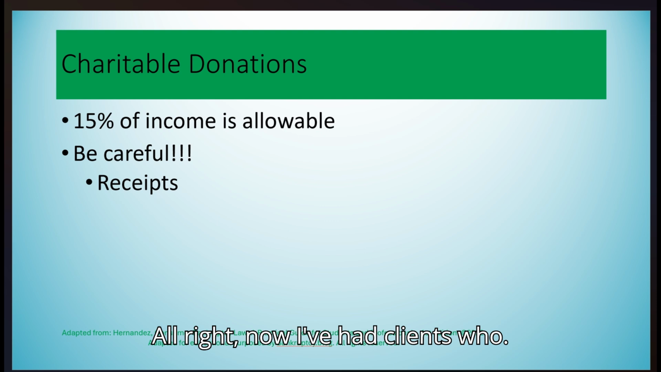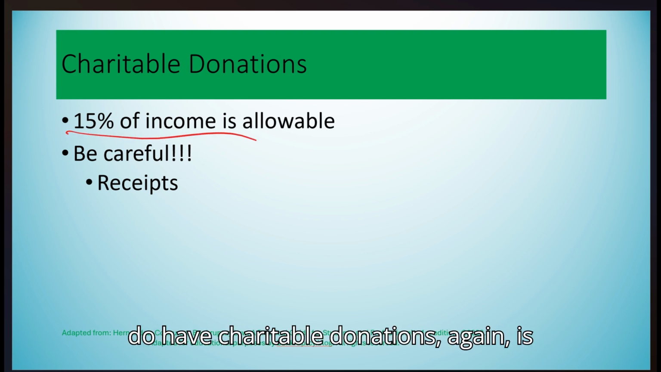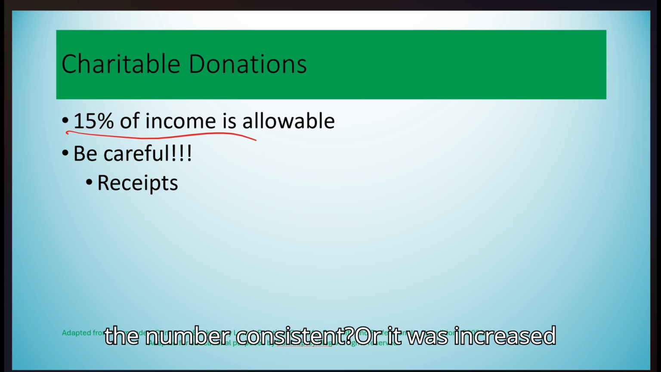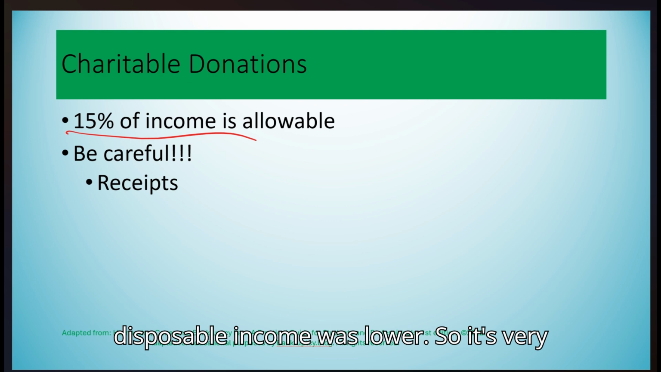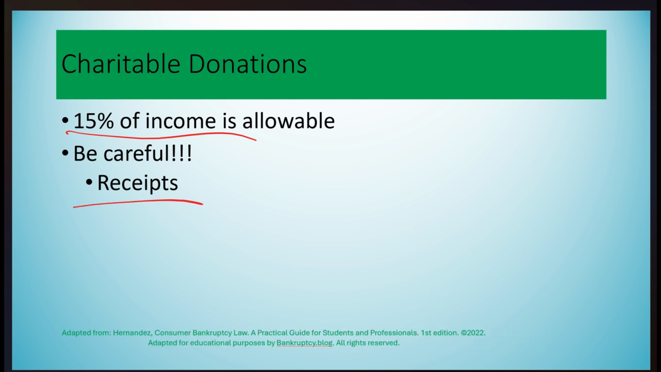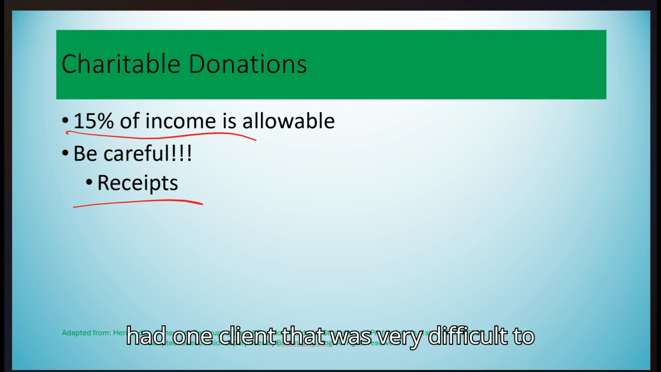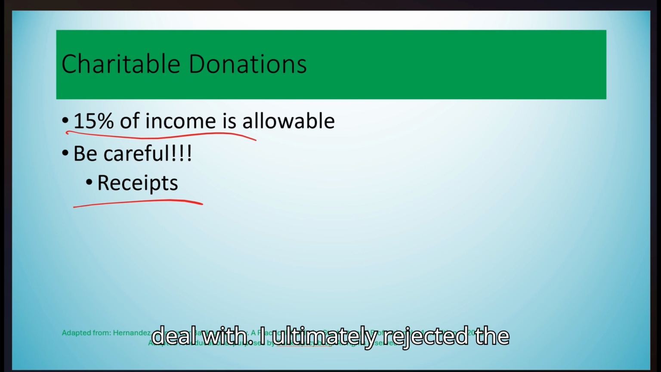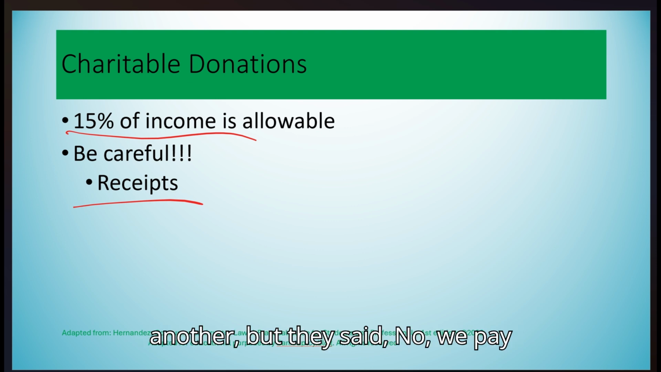All right. Now, I've had clients who do have charitable donations. Again, is the number consistent, or was it increased that month just to make sure that their disposable income was lower? So it's very simple. I tell clients, give me receipts. They say it's cash. I had one client that was very difficult to deal with. I ultimately rejected the case just because it was one lie after another.